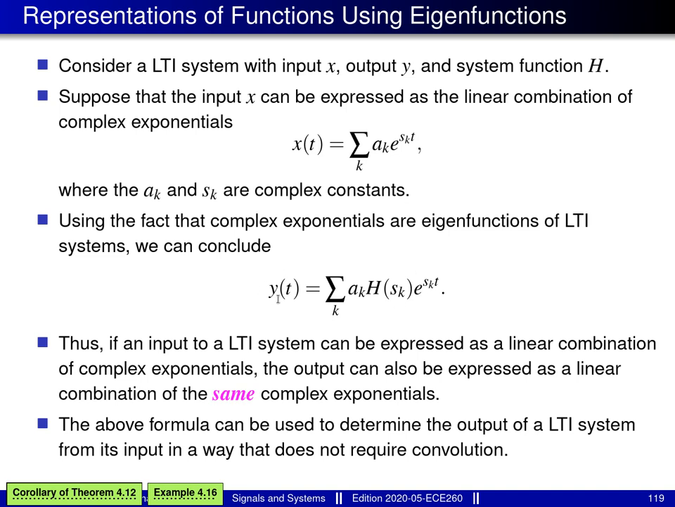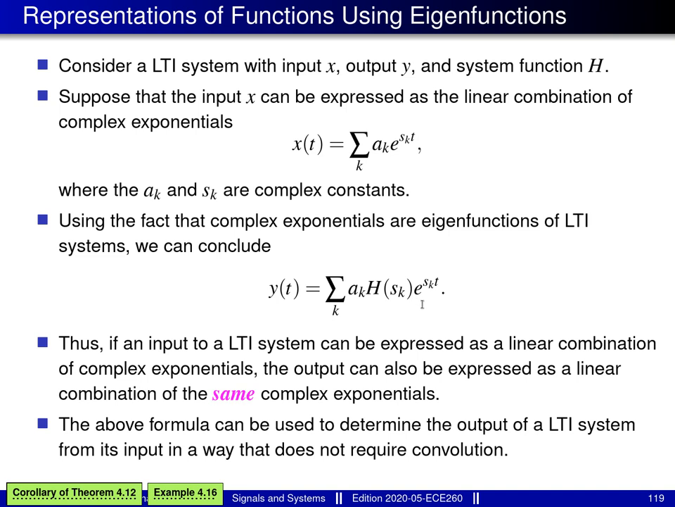the output of the system, which is denoted by y here, is given by this particular formula that I've highlighted. And if you compare this formula to the expression on the right-hand side of this equation, you'll see they're almost identical. The only difference is this formula below has an extra constant being multiplied into the expression, in particular this constant H of s_k.